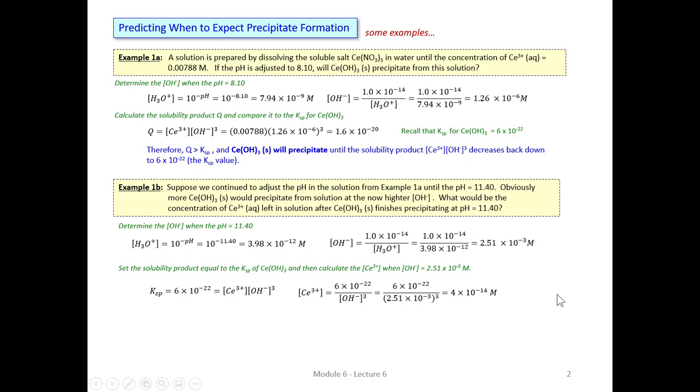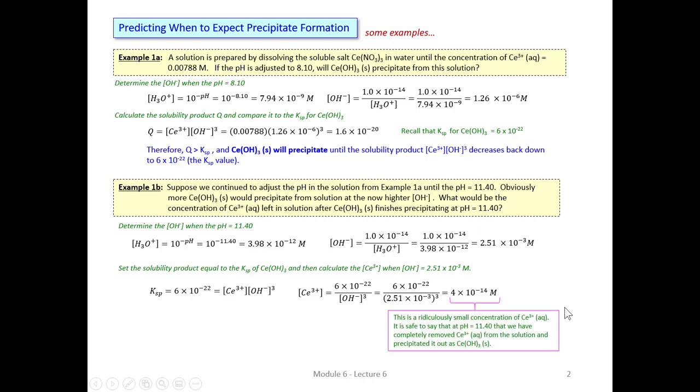What did we just calculate? We calculated the maximum cerium 3 plus ion concentration that can exist in solution in the presence of 2.51 times 10 to the minus 3 molar hydroxide. So this is the cerium 3 plus concentration remaining in solution. All the rest of it's been dragged out and precipitated as cerium hydroxide solid.